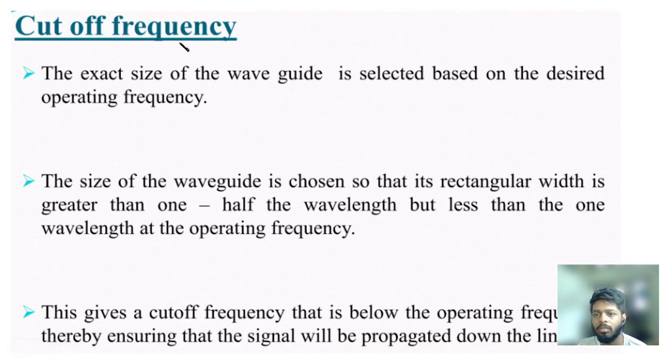So what is cutoff frequency? The exact size of a waveguide is selected based on the desired operating frequency. The size of the waveguide is chosen so that its rectangular width is greater than one half the wavelength but less than one wavelength at the operating frequency. This gives a cutoff frequency that is below the operating frequency, thereby ensuring that the signal will be propagated down the line.